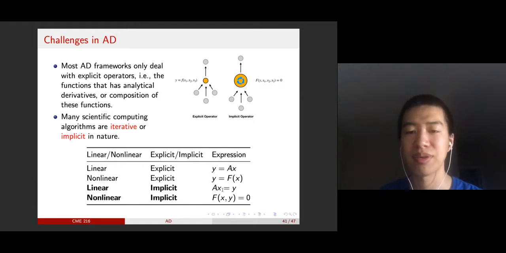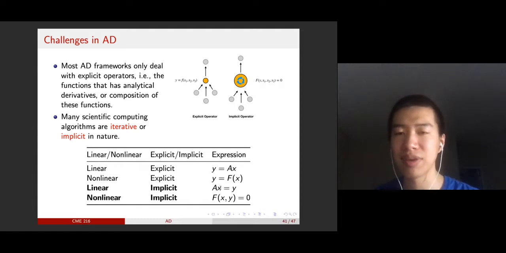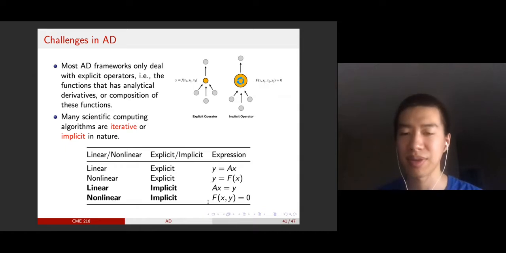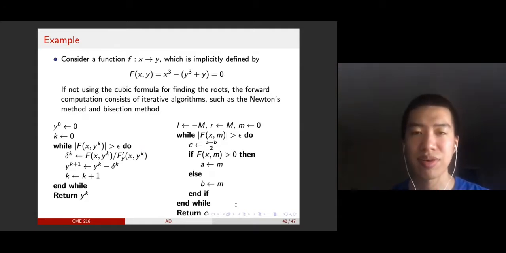Well, this is a typo here. You should calculate Ay = x. You have to solve for y given x. And finally, you have nonlinear implicit operators. Well, this expression is given by a capital F(x, y). You cannot express y in terms of x using an analytical form, but instead you have to apply some solvers to get y.